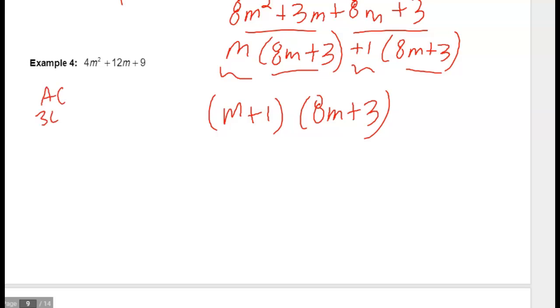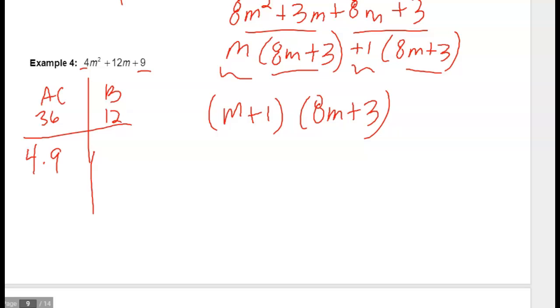A times C is 36. I did 4 times 9. My B is 12. So I need things that multiply to get 36, add to get 12. In this case, you can start thinking. 4 times 9 was my first thought. Usually I skip the 1 and 1 times 36 because it's not the answer. I mean, it's not going to add to get 37. We can only add to get 12. So I jumped right up to 4 times 9.